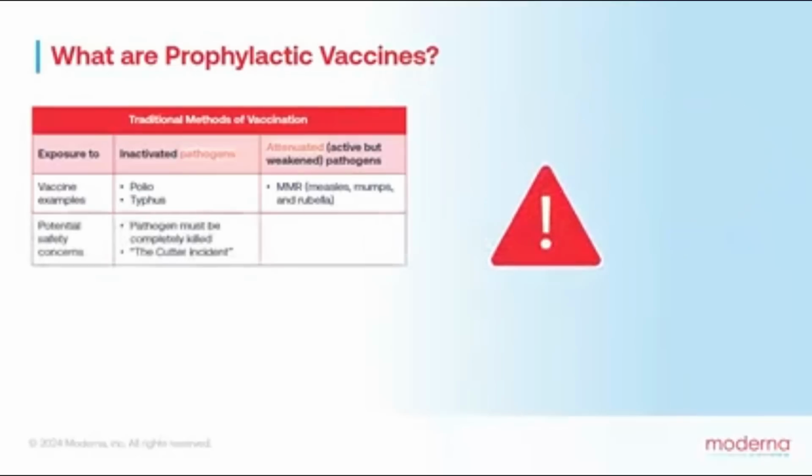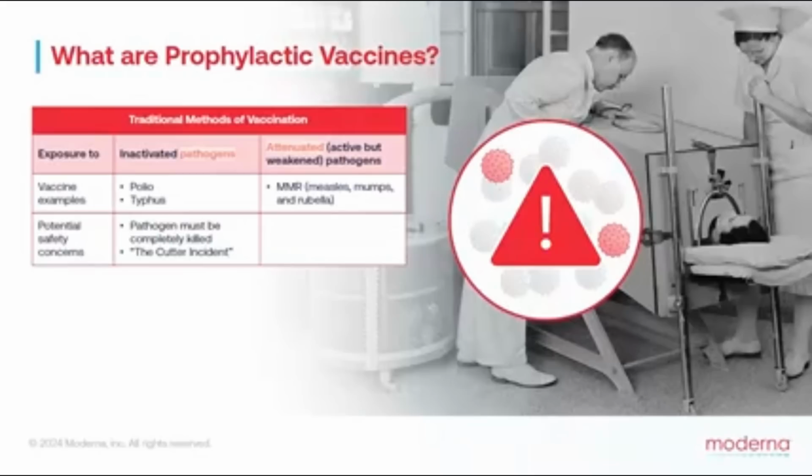The safety of an inactivated pathogen vaccine depends on the pathogen being thoroughly inactivated or killed prior to administration. If the pathogen is not completely killed, the vaccine can actually cause disease. In an infamous case in 1955, known as the Cutter incident, Cutter Laboratories released a batch of poliovirus that they had failed to completely inactivate. When it was used for vaccination, it caused more than 40,000 cases of polio, lifelong paralysis for 200 people, and 10 deaths.